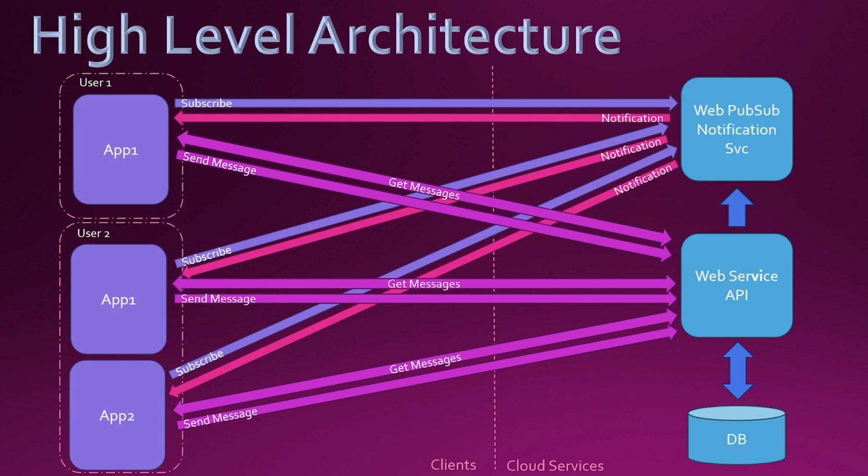On the right side of my diagram, I have my cloud technologies. I use Azure Web PubSub service that facilitates the communications between the publishers and subscribers. Below it, I have my web service API that will handle communications from applications and will manage storing messages.